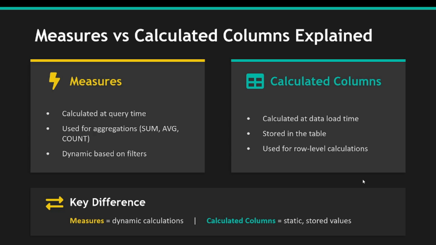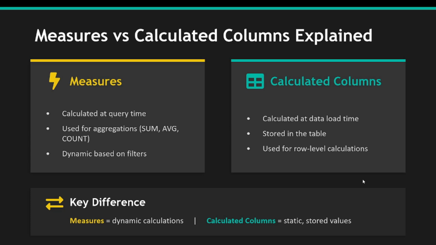For example, a measure calculating total sales will automatically recalculate and update its value whenever a user filters by region, product, or time period. Measures are the go-to tool for aggregations such as sum, average, count, min, max, and any other calculation that needs to respond dynamically to user interactions.